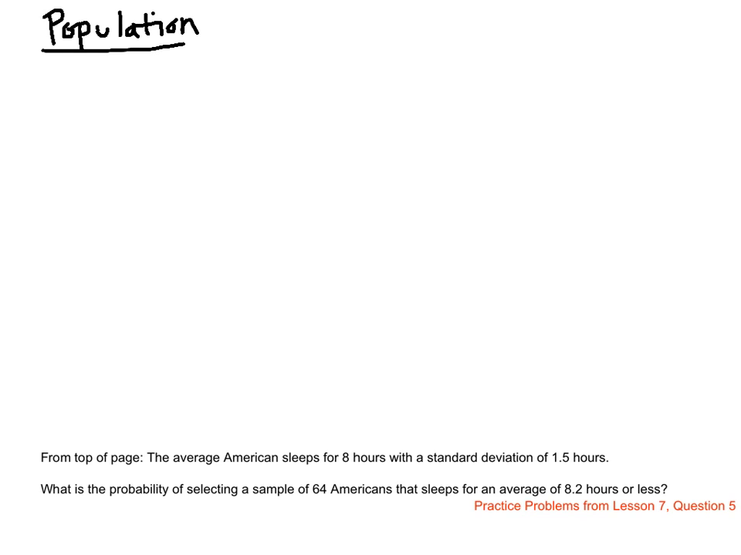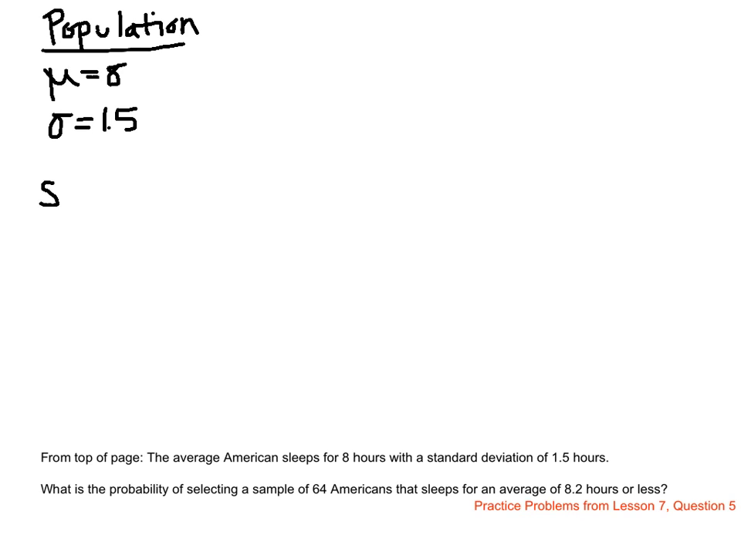It tells me the average hours, which is 8, so I'm going to say this is my mu. And it also tells me the standard deviation, which is 1.5. And then the actual problem says, what is the probability of selecting a sample of 64 Americans that sleeps for an average of 8.2 hours or less?